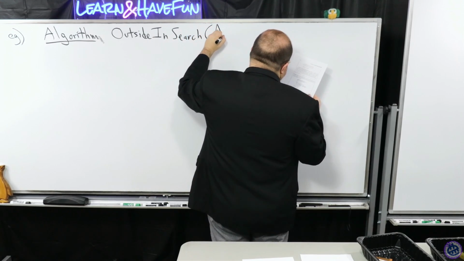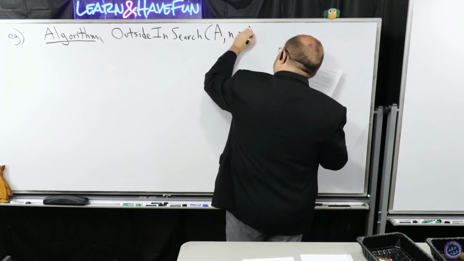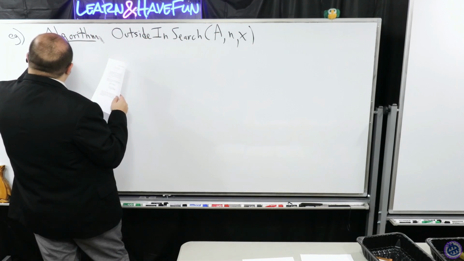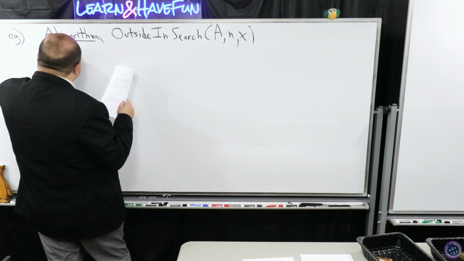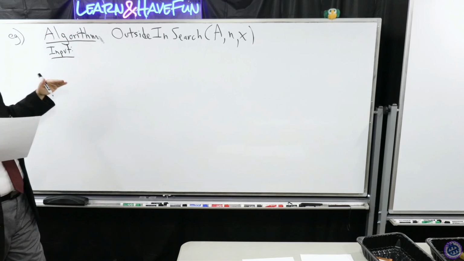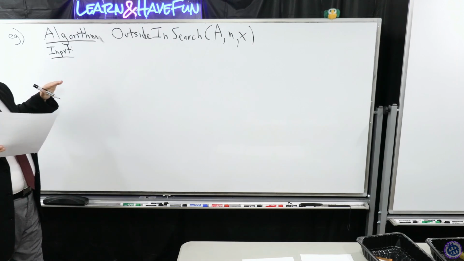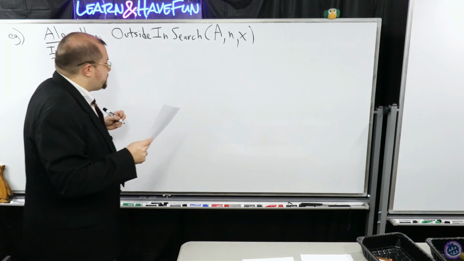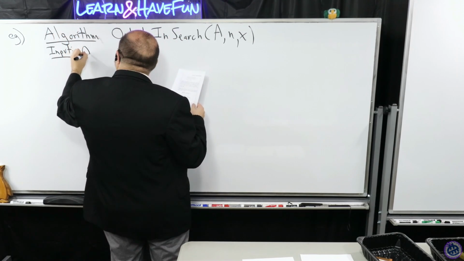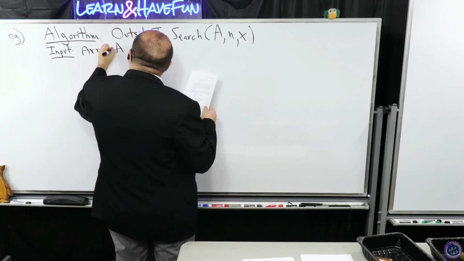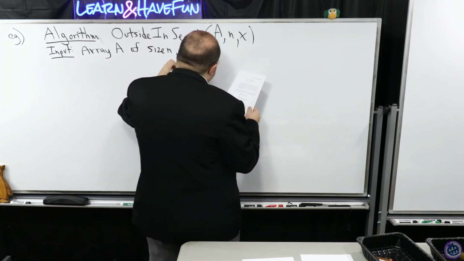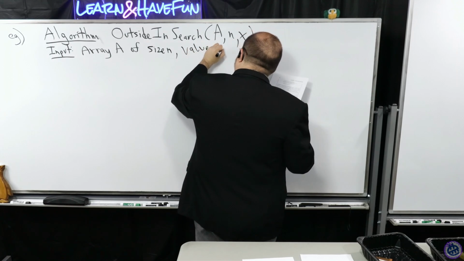It's going to be given an array of length n with key X as input. Again, I'm not going to include the output, even though I usually do, just because I don't know if it's correct or incorrect. If you want to put that for the sake of completeness, just say it returns an integer, because we don't know if it's actually correct or incorrect yet. So it's an array A of size n, and it gives you a value or key X.